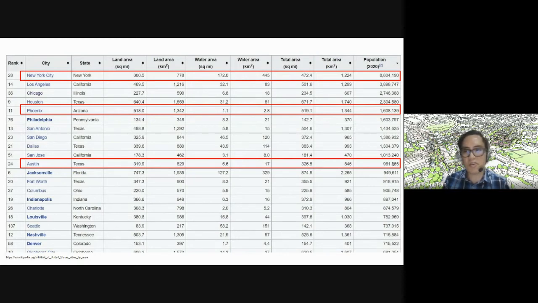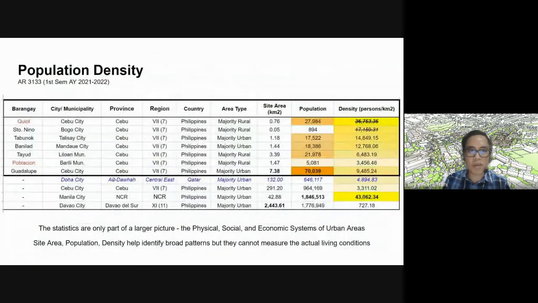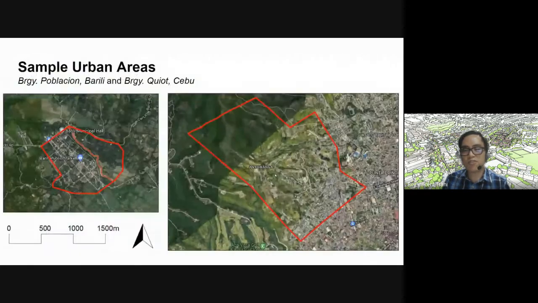So another one over here is Austin at around 900,000 population. So that's close to Cebu's population. Total land area is 319. Comparing that with Cebu City at only 7. So in the Philippines, we're living in very small spaces, and there's really a need to upgrade that. And how do we upgrade that? That's really the big question of urban planners and urban designers in our country.